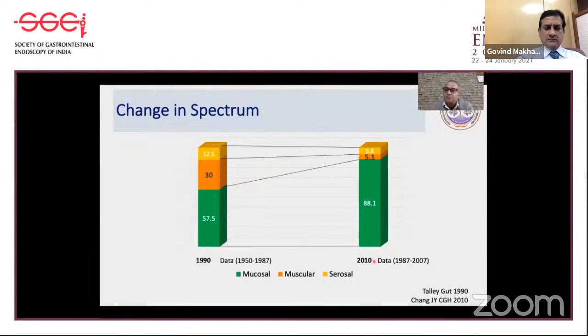In the data which was reported in 2010 of the patients seen subsequently, a large fraction had mucosal involvement. Now, this may be because of the increase in access to endoscopy and increase in endoscopic biopsies, so the mucosal form is recognized as a much more frequent variant of eosinophilic gastroenteritis.